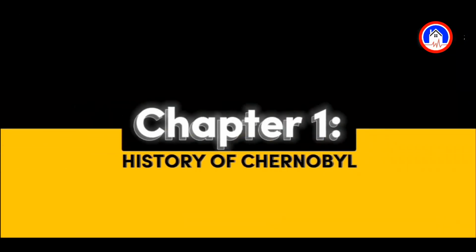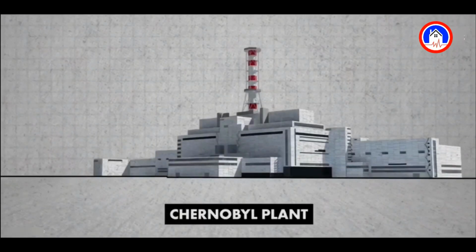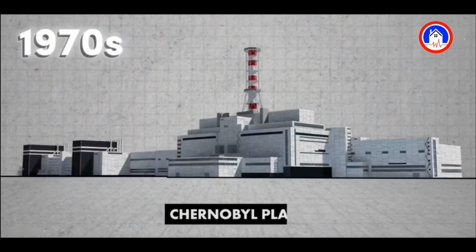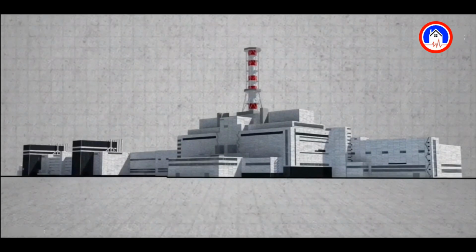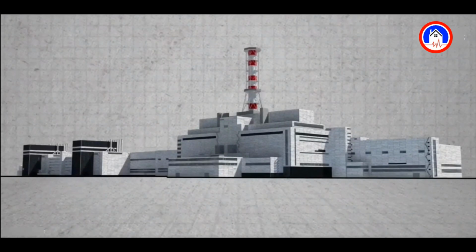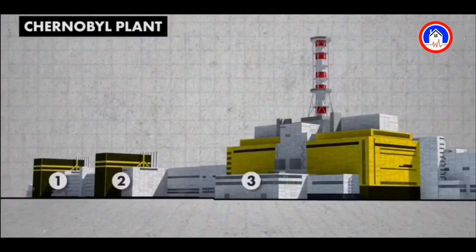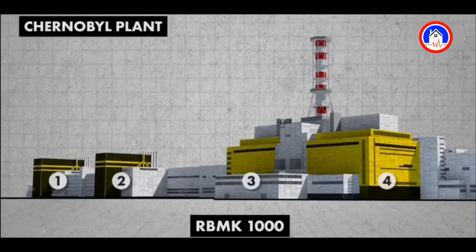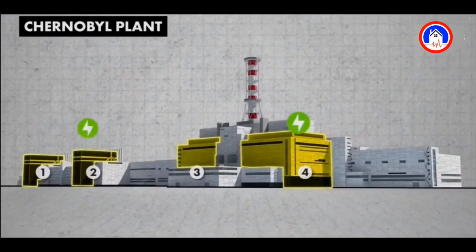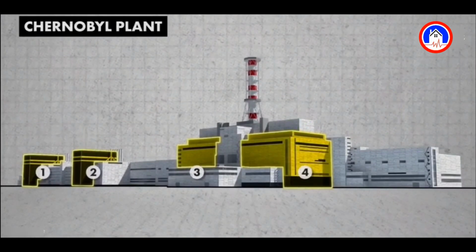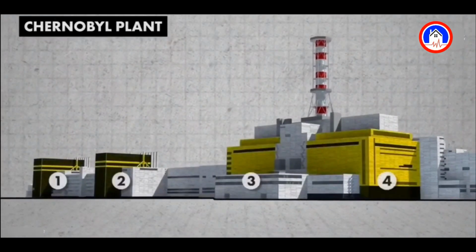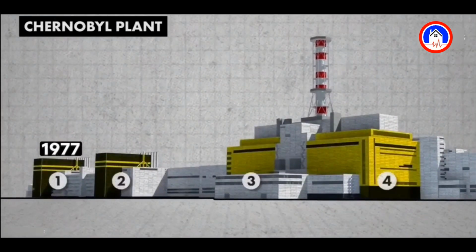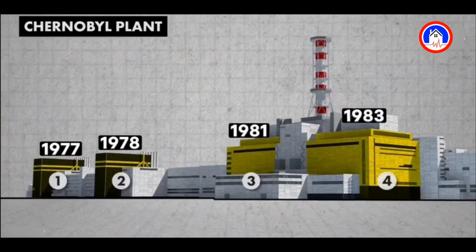The history of Chernobyl. The Chernobyl nuclear power plant was built during the 1970s and 1980s in Ukraine, then part of the Soviet Union. It was one of the largest nuclear power plants in the world, with 4 RBMK-1000 reactors. These reactors were designed to generate electricity and plutonium for the Soviets' military purposes. Construction of the plant began in 1970, and reactor number 1 was commissioned in 1977. By the end of 1983, 4 reactors were operational.